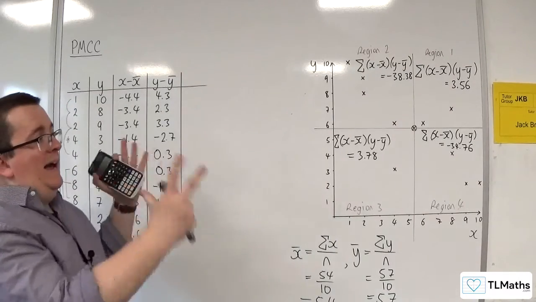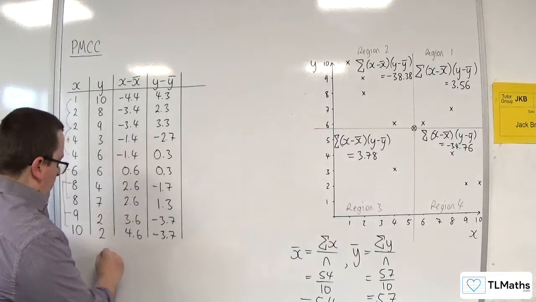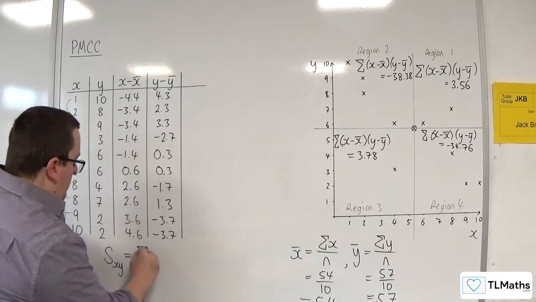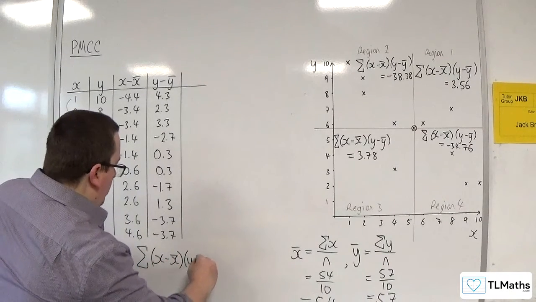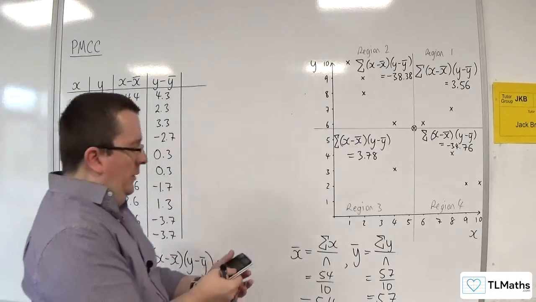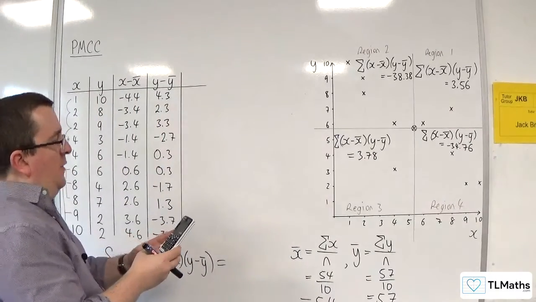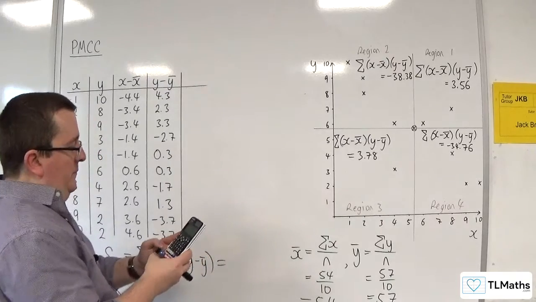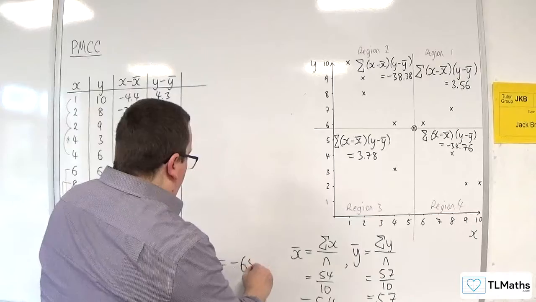So what I'm going to do is add all of these together now. If I add all of them together, I refer to that as SXY, the sum of all of the x take away x bars times the y minus y bars. So let's figure out what that would be. We have the minus 38.38, add 3.56, add on 3.78, and then take away 34.76. And we get a grand total of minus 65.8.